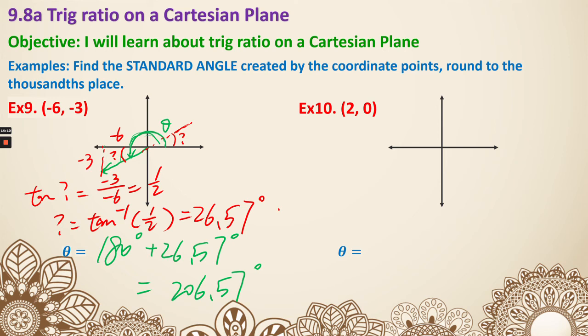Number 10, 2, 0, 2, 0, right there. Well, that means the initial side and the terminal side are actually the same. In this case, I don't even need to solve. That angle itself is 0 degrees.